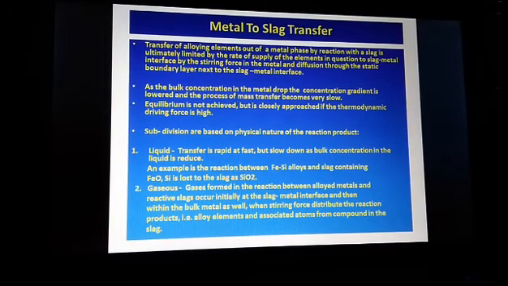Metal to slag transfer. Transfer of an alloying element out of the metal phase by reaction with a slag is ultimately limited by the rate of supply of the element in question to the slag metal interface by the stirring force in the metal and diffusion through the static boundary layer next to the slag metal interface. As the bulk concentration in the metal drops, the concentration gradient is lowered and the process of mass transfer becomes very slow. Equilibrium is not achieved but is closely approached if the thermodynamic driving force is high.